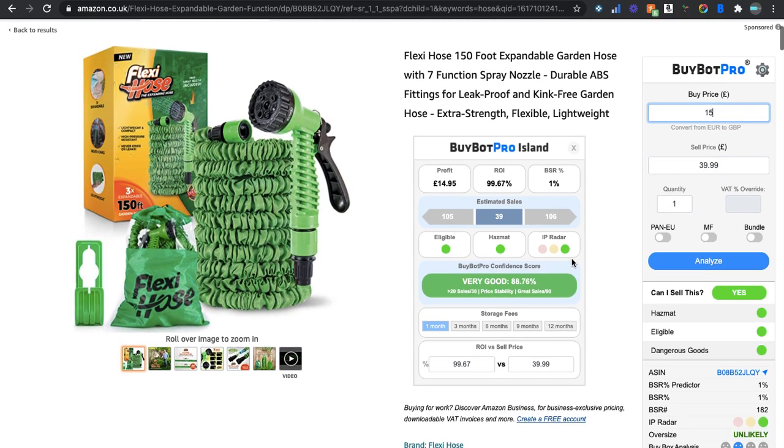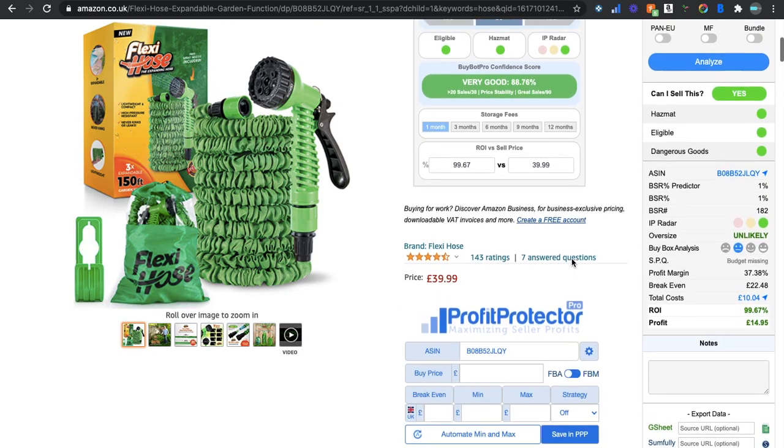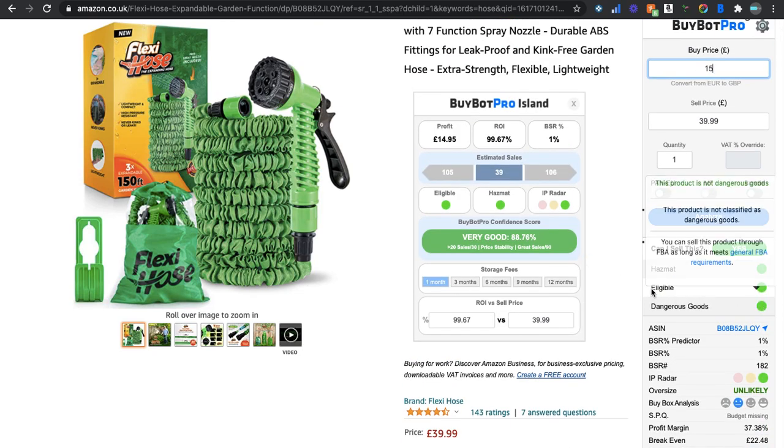This IP radar here is a very, very important tool. This one here, dangerous goods as well, but the IP radar in particular, at the moment it says no known PL issues, right? Private label or anything like that. Doesn't mean that it's not still a risk, I'll show you that later, but it means that there's no reported risks from the BuyBot Pro database, okay?